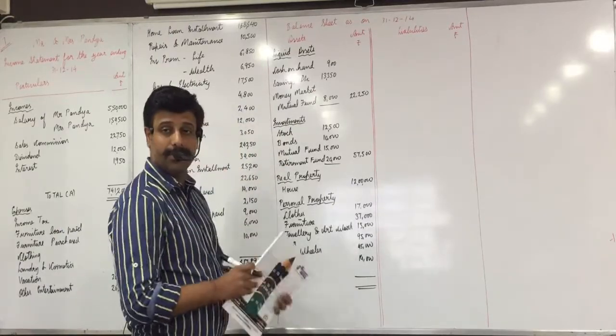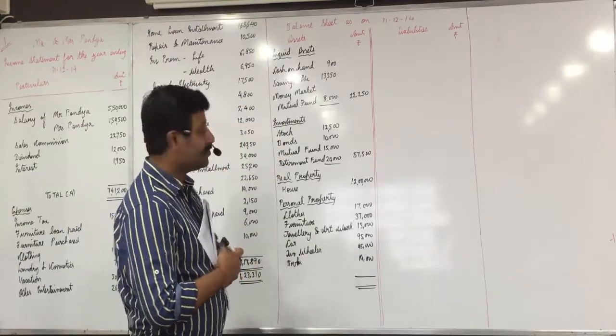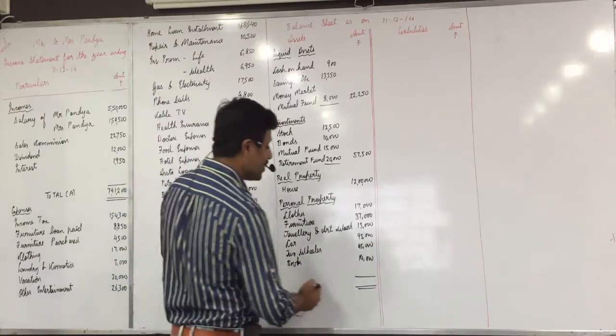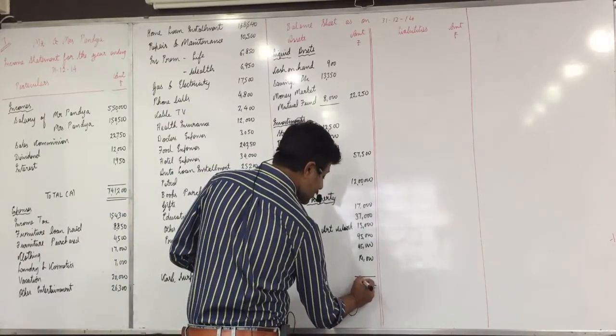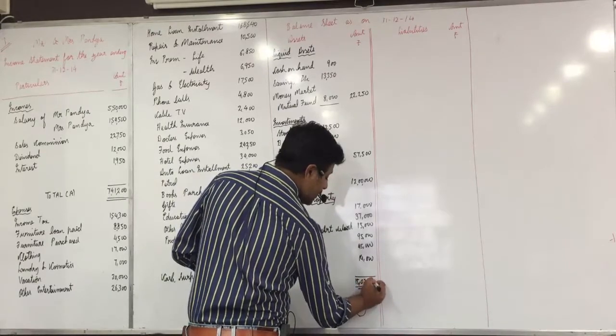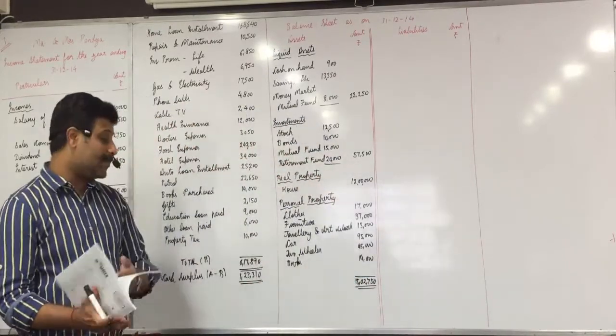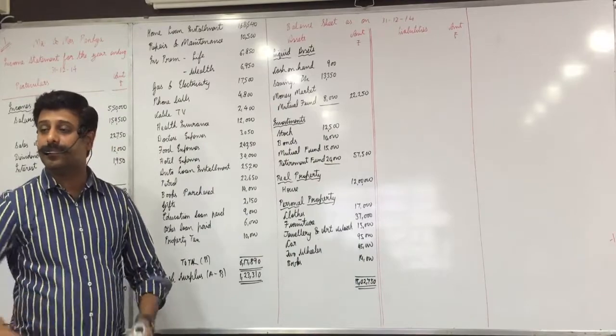2,20,000 and bank loan 15 lakh 2,750. Okay, total assets 15 lakh 2,750.